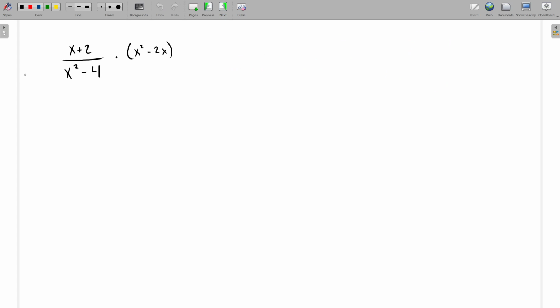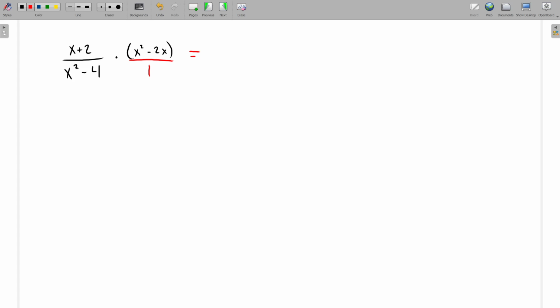Let's look at another example. In this case, we have a rational expression, x plus 2 divided by x squared minus 4, and we're multiplying by a binomial, x squared minus 2x. We know how to multiply fractions, but this second piece is a binomial. It's not a rational expression. But we can easily turn this into a rational expression simply by putting it over 1. We can take any polynomial that is currently not a rational expression and put it over 1 to make it a rational expression.